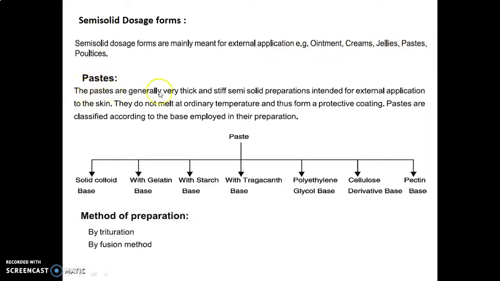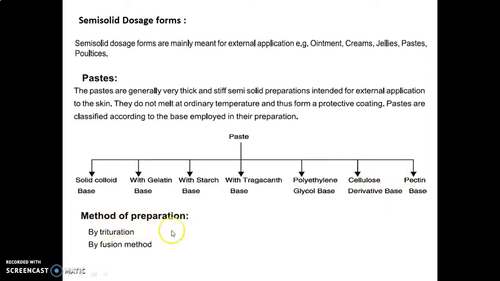Pastes are generally very thick and stiff semi-solid preparations intended for external application to the skin. They do not melt at ordinary temperature and thus form a protective coating. Pastes are classified according to the base employed in their preparation: solid colloid base, gelatin base, starch base, tragacanth base, polyethylene glycol base, cellulose derivative base and pectin base.